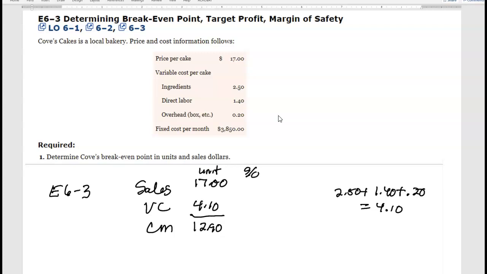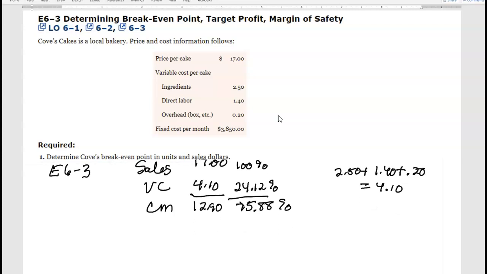Let's do the percent piece. So this is 100%. And this is not a pretty percent, by the way. This is round the percentage to the closest two decimals. So $4.10 divided by $17 gives us 24.12% rounded. $12.90 divided by $17 gives us 75.88% rounded.